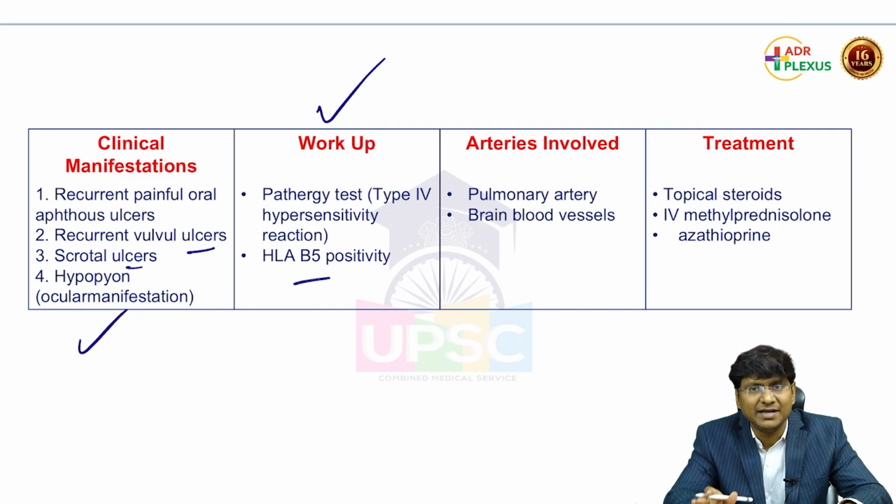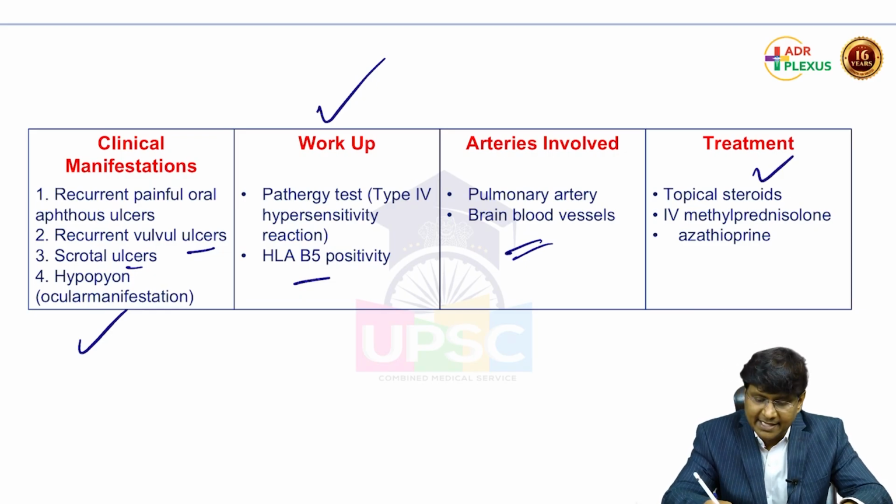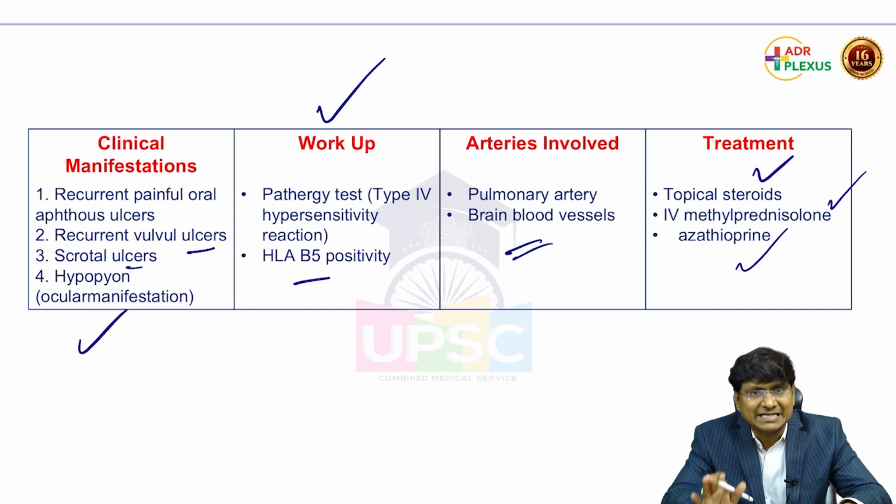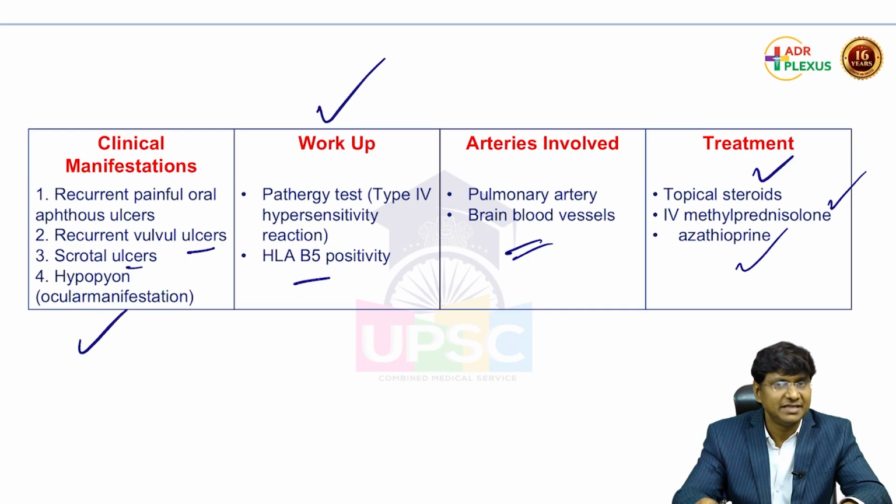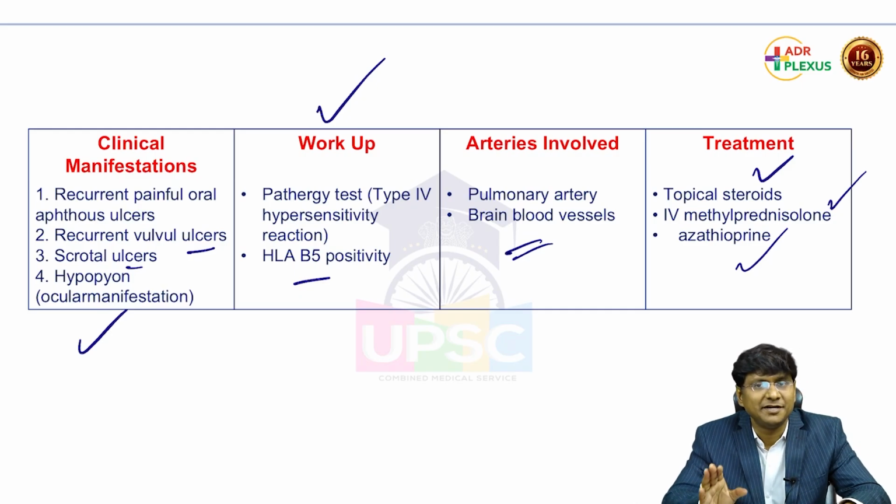And the arteries commonly involved are pulmonary arteries that can cause pulmonary artery vasculitis and pulmonary hypertension. And the blood-brain barrier vessels are commonly affected. And the treatment will be the topical steroids and IV methylprednisolone and as well as the azathioprine. So this will be the treatment in case of Behçet's.